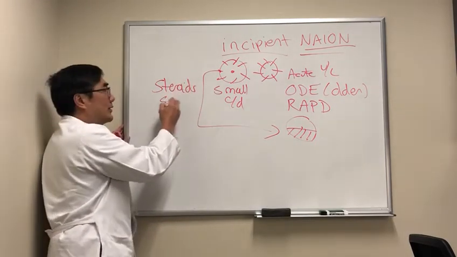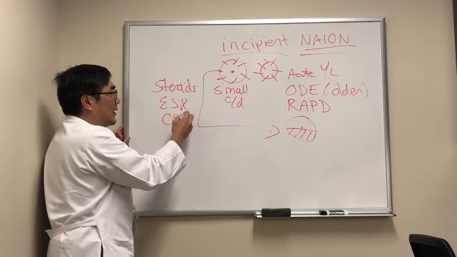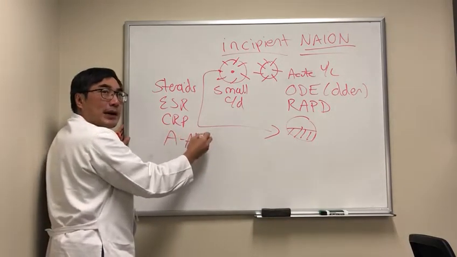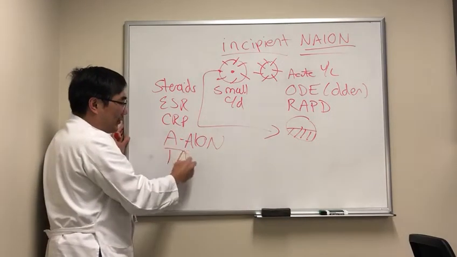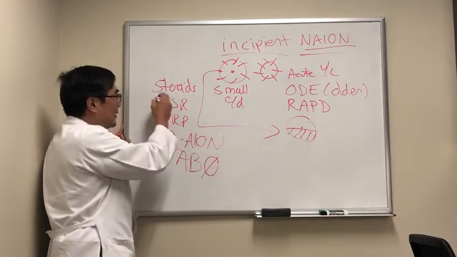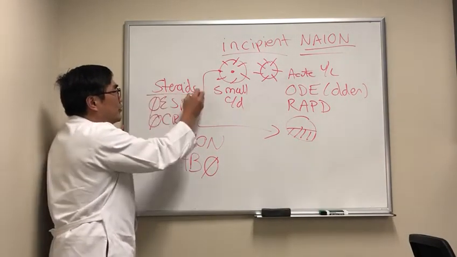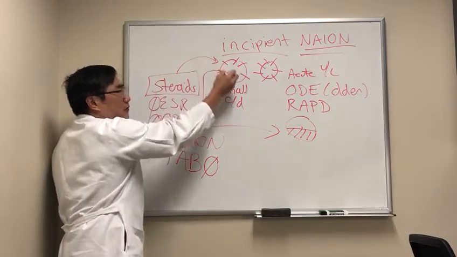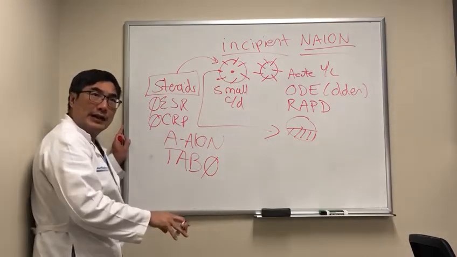You obviously have to do a sed rate and a CRP to make sure it's not arteritic anterior ischemic optic neuropathy. And we're going to do a temporal artery biopsy to make sure it's not giant cell arteritis. So if the biopsy is negative, the sed rate and CRP are normal, you still might consider steroid here to treat that disc edema and make it go down.